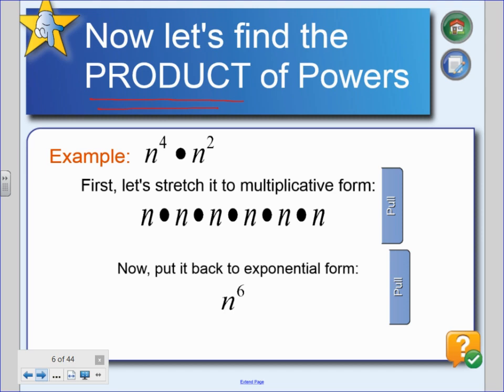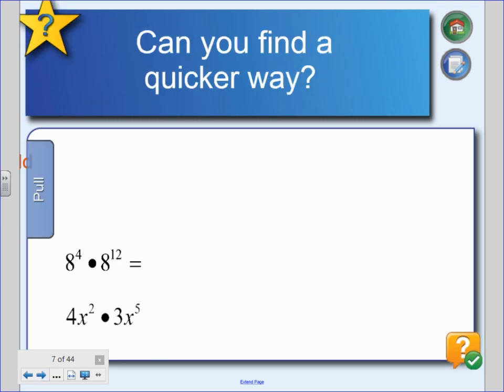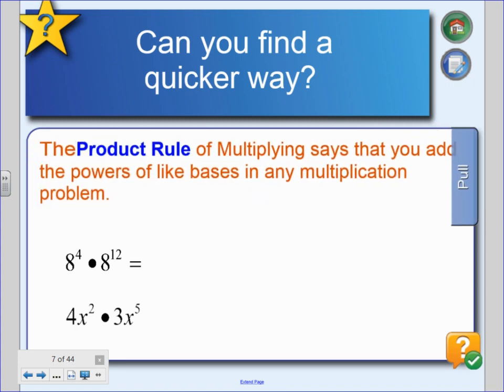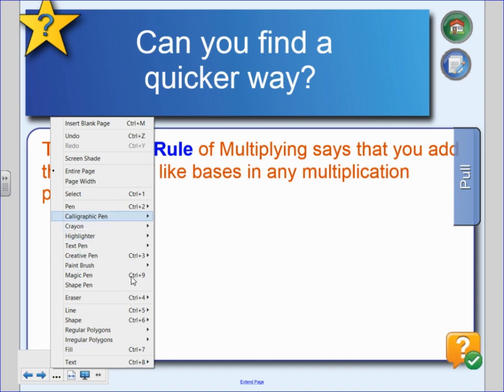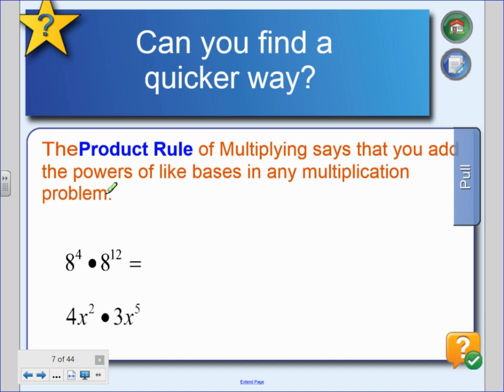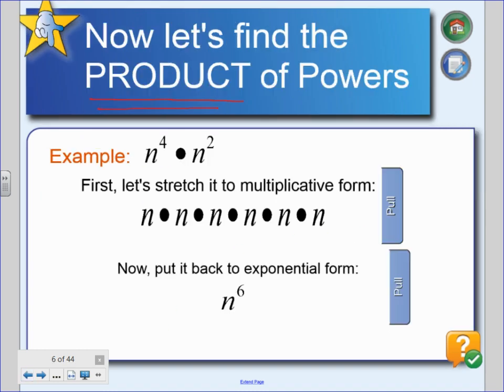And we're going to go on, and I think that you're going to use your knowledge to be able to synthesize the rule here on the next slide. Okay, so can you find a quicker way? The quicker way would be the product rule that says you add the powers of any like bases in a multiplication problem. So the product rule of algebraic multiplying says that we are going to add the powers of any like bases to simplify any multiplication problem. So let's go back to that one.